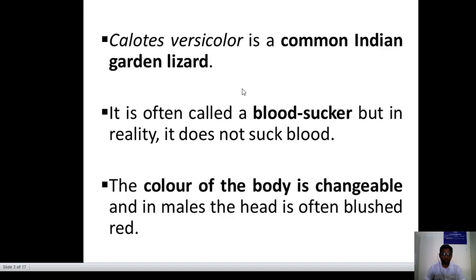It is often called a blood sucker, but in reality it does not suck blood. The color of the body is changeable, so we say it changes various colors. In the male, the head is often bluish or red.